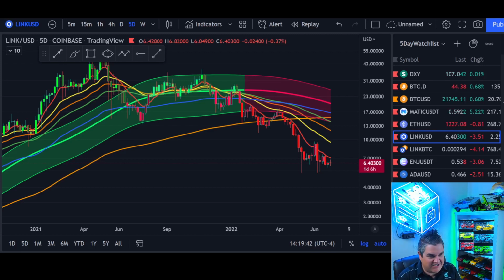Chainlink on the 5-day Gaussian channel. To start us off, we're going to look at LinkUSD and also LinkBTC on the 5-day Gaussian and see what we can tell is going on. So let's get it moving.